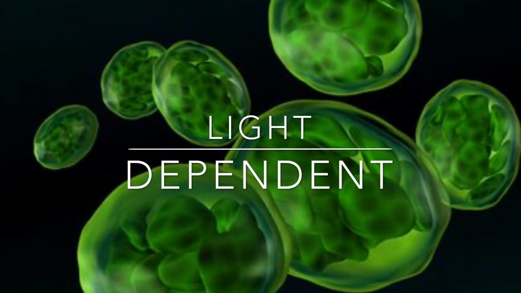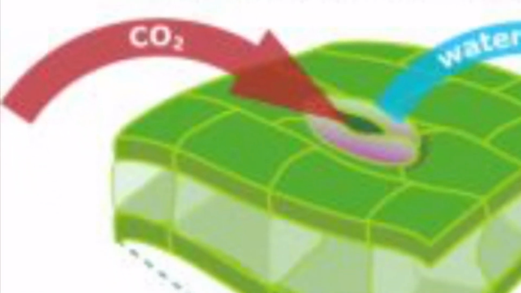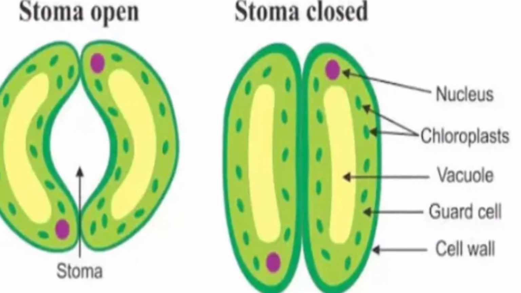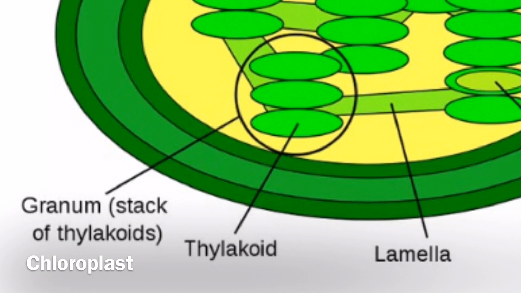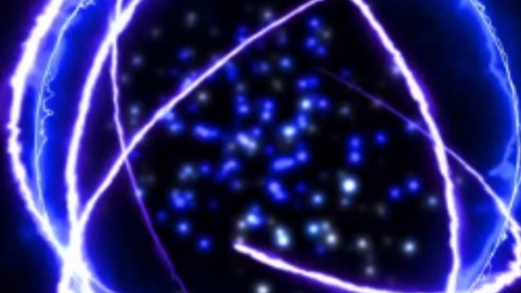It occurs in chloroplasts, in protist algae and plants. Carbon dioxide enters the leaf through the stomata. Photons are absorbed by the thylakoid membranes. Water is split, oxygen is made, and electrons are excited.